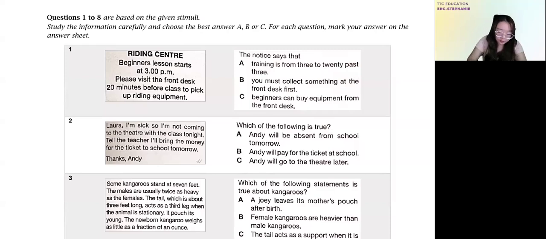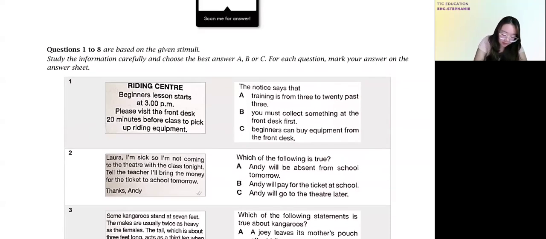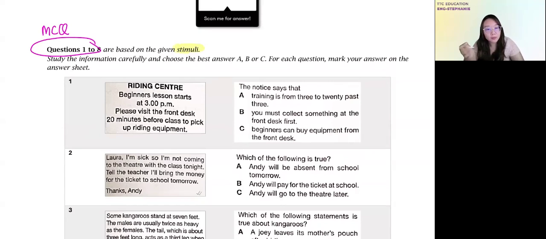Okay, cool. So question number 1 till question number 8 is actually your multiple choice question part. And it is based on given stimuli. So the stimuli here is different material. It can be a news, it can be an article, it can be a poster. All right, so there will be different ones.